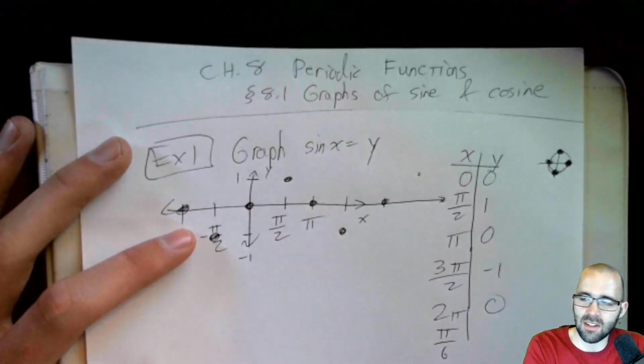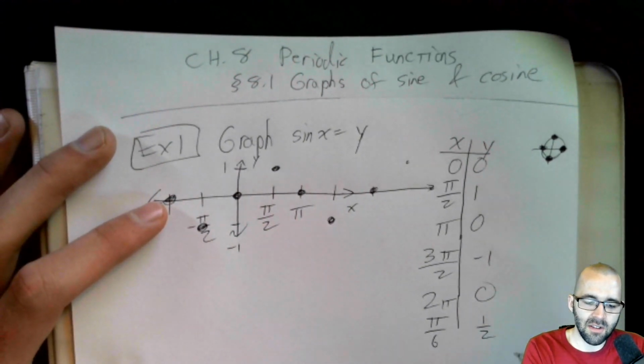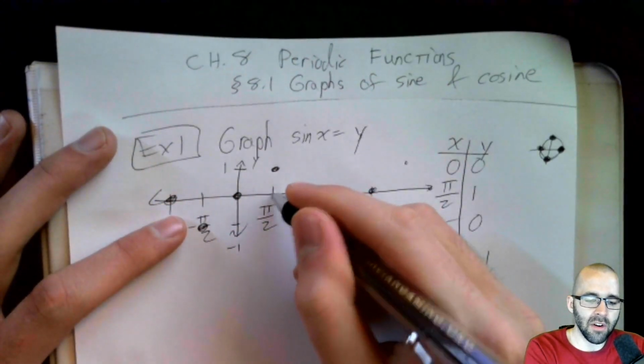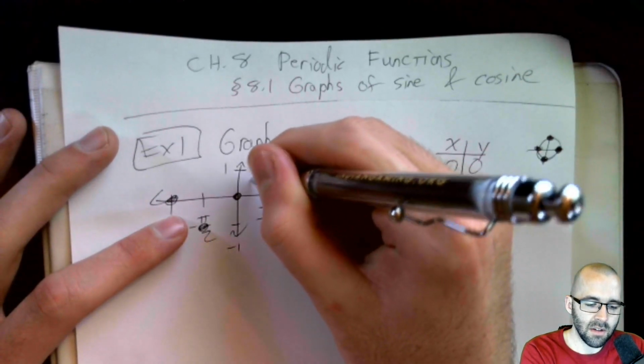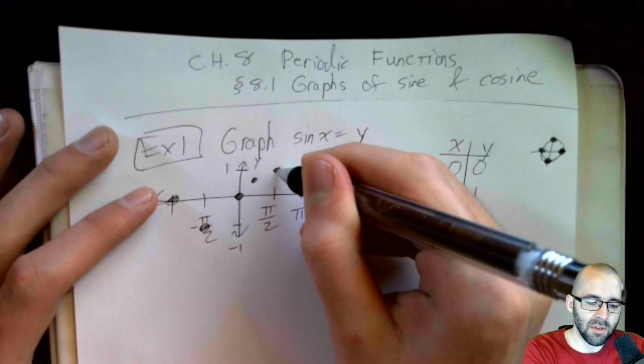We know what sine of pi over 6 is. Sine of pi over 6 is 1/2, and that is 1/3 of pi over 2. So it's not a straight line. It's actually really curvy.